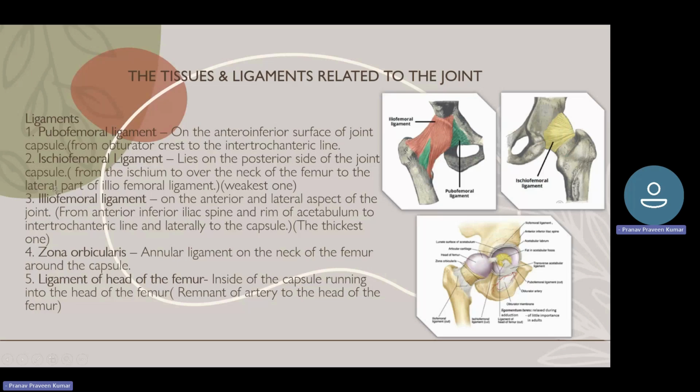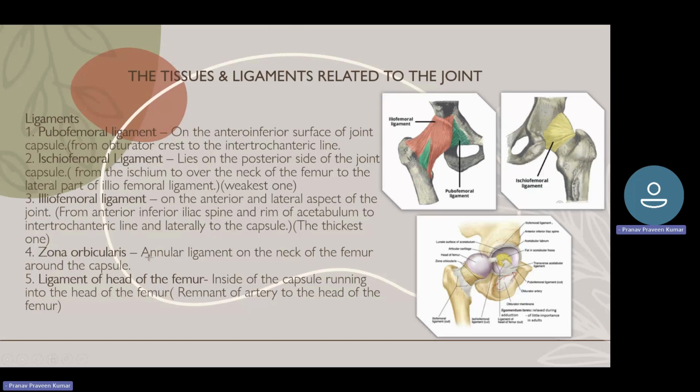And now the iliofemoral ligament. It's on the anterior and lateral aspect of the joint capsule and starts from the anterior inferior iliac spine and goes from the rim of the acetabulum to the intertrochanteric line and laterally to the capsule over here. Yeah, and this is the thickest and the strongest one in general out of the three.